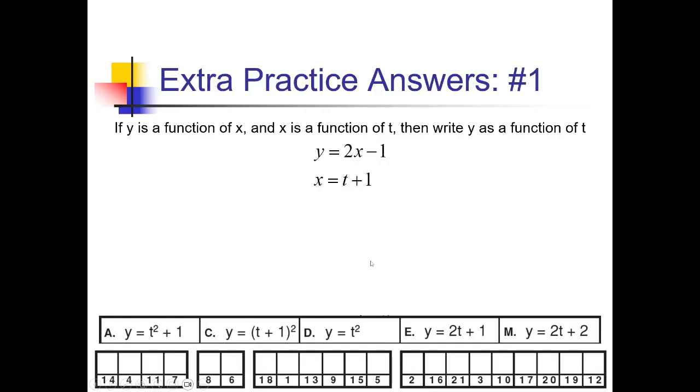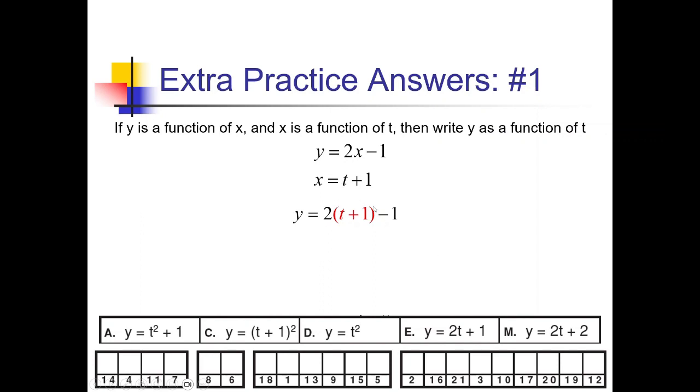So here is our opening problem, number 1. We're given y equals 2x minus 1 and x equals t plus 1. And we have to express, again, the y function in terms of t rather than x. The key here is we have to isolate x if it's not already isolated, which it actually is, and then just replace the x in the y equation with whatever x equals. So instead of writing 2x minus 1, I can write 2 parentheses t plus 1 minus 1. And then I just have to simplify to get one of these answer choices.